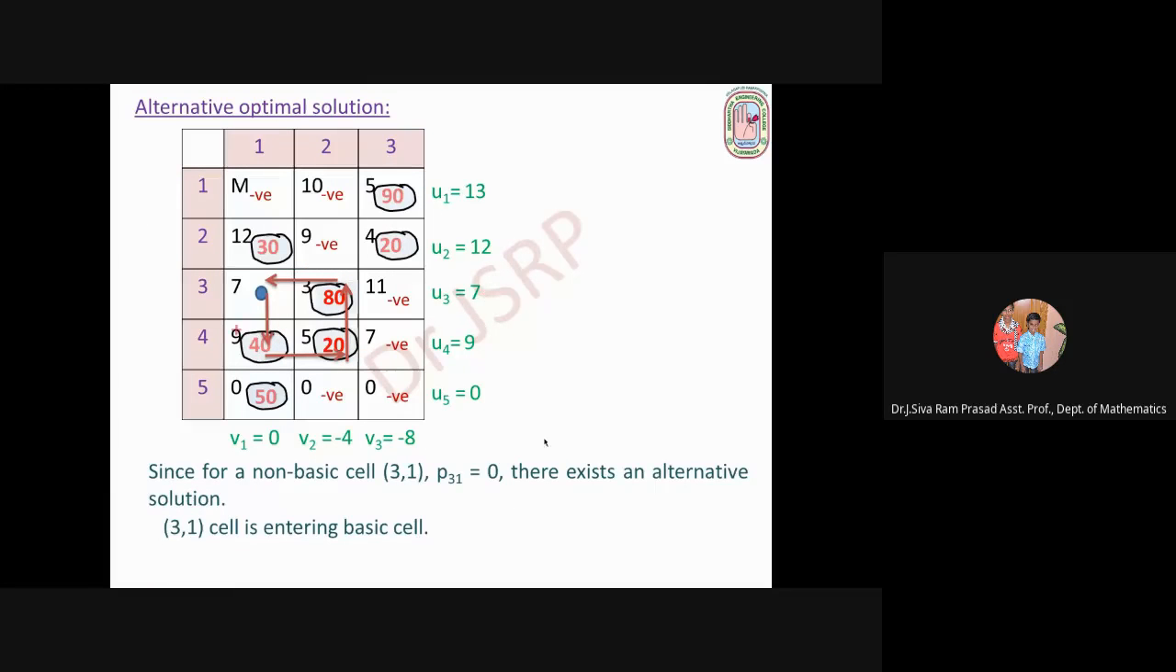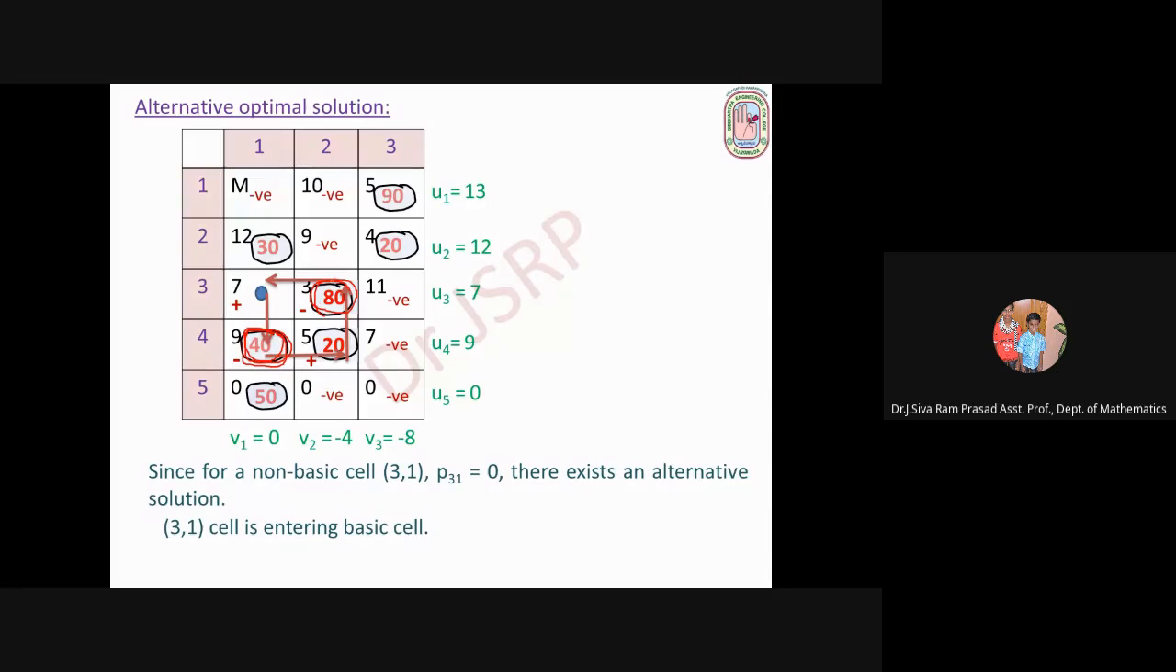Next, alternately assign plus and minus signs to the cells in the loop. Starting cell plus, next this is minus, this is plus, and this is minus. So alternately assign plus, minus, plus, minus to the cells in the loop. After that, what are the negatively signed cells? The 3,2 cell and the 4,1 cell are negatively signed cells.